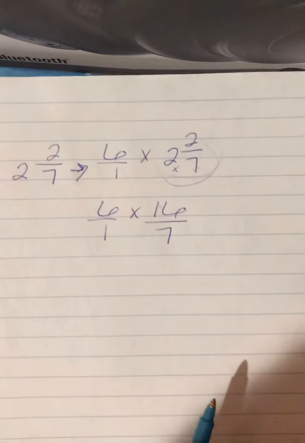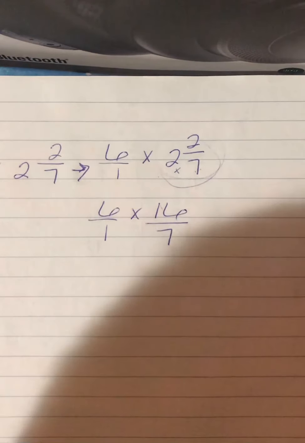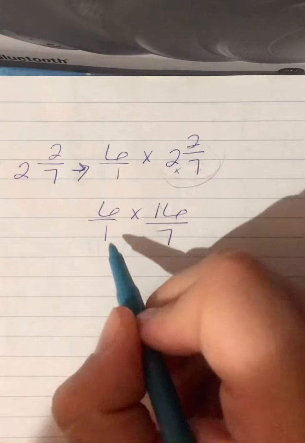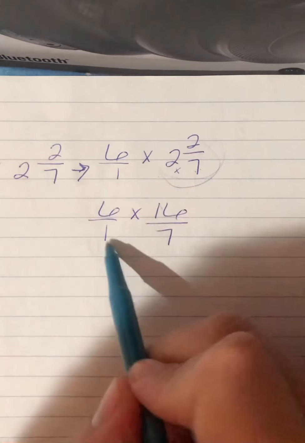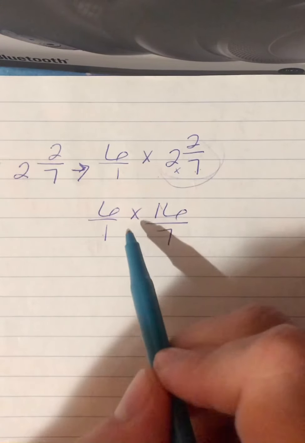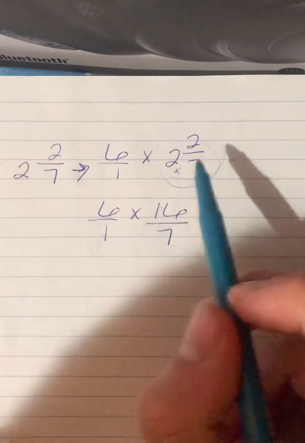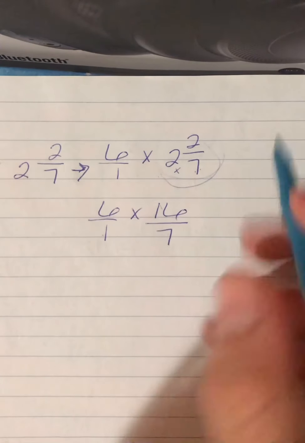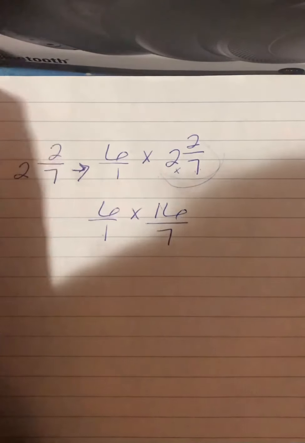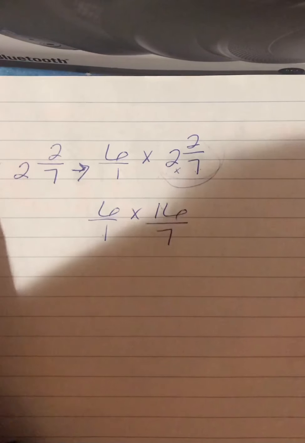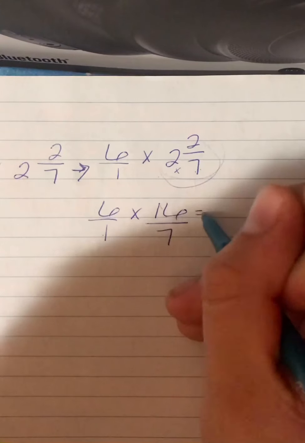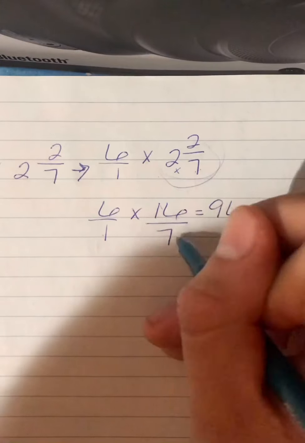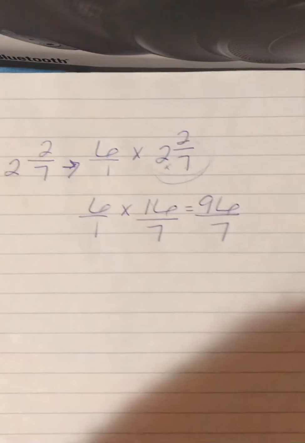That's step 3. Oh, I can't even get to step 3 because I have to cross simplify. Can I cross simplify here? I can't because 1 and 16 have no common factor except 1, and 6 and 7 share no common factor except 1. Now that I have done so, I multiply straight across. 16 times 6 is 96. 7 times 1 is 7. And I get 96 over 7.